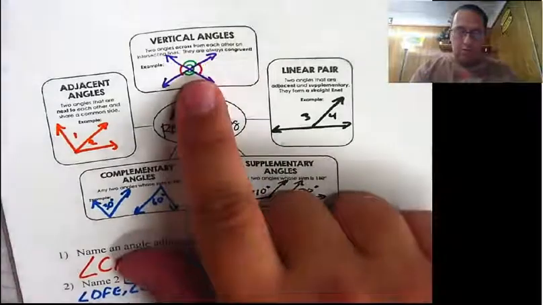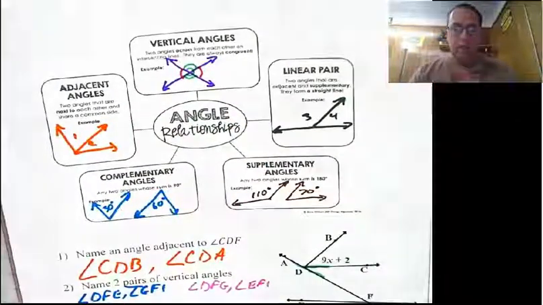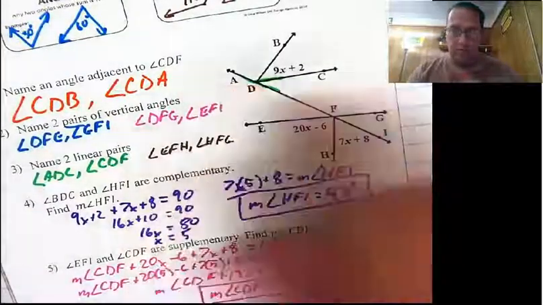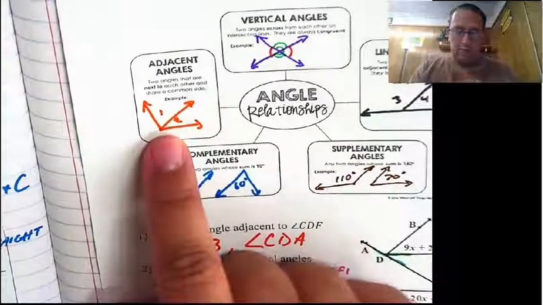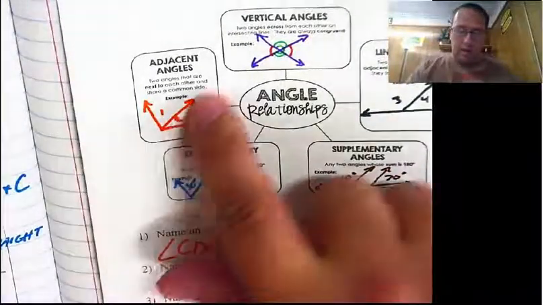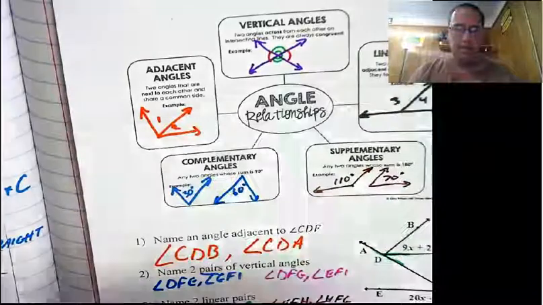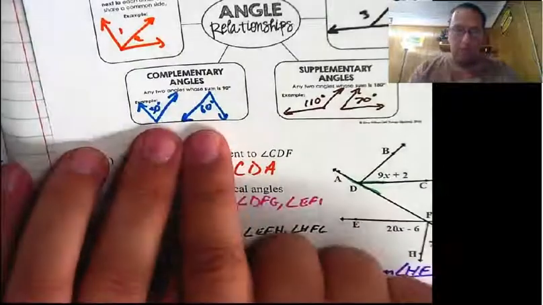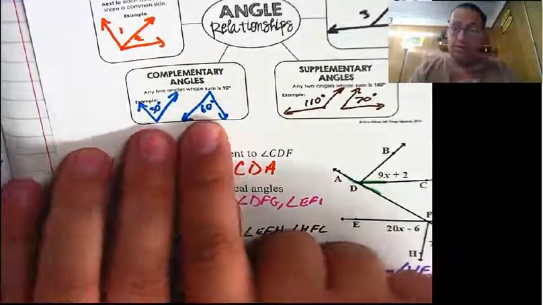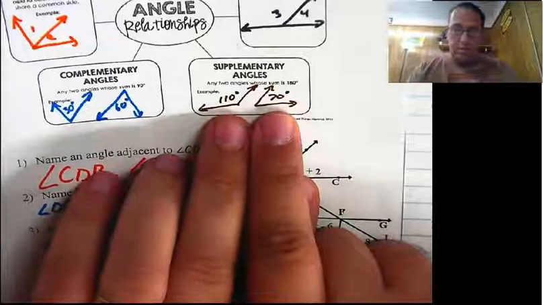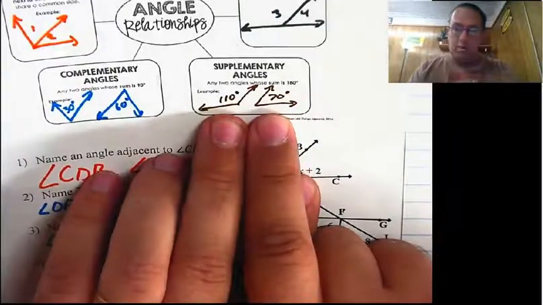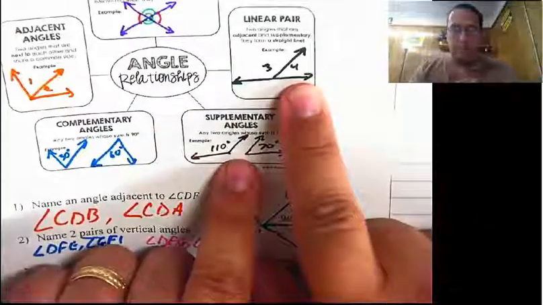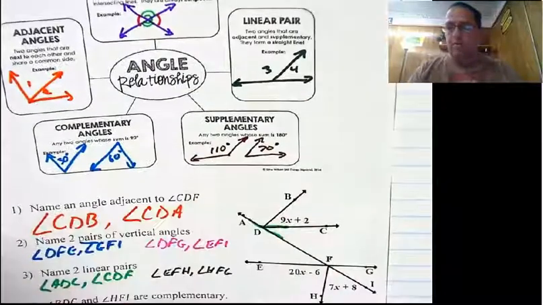Remember, vertical angles are always across from each other with straight lines. Straight lines have to go all the way across. Not like that. We don't have any vertical angles there. Adjacent angles have the same vertex, and they have one adjacent ray. It's the exact same ray, one common side there. Complementary angles add up to 90 degrees, but they do not have to be next to each other. Supplementary angles add up to 180 degrees, and don't have to be next to each other. A linear pair is supplementary and also adjacent, so these do have to be right there next to each other.